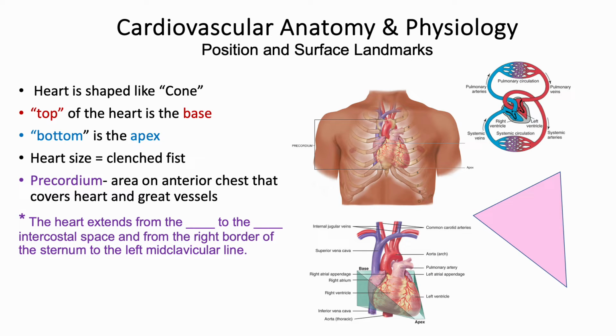The heart is a cone-shaped organ, and we refer to the top of the heart as the base and the bottom of the heart as the apex because the bottom of the heart is pointy or pointier. If you take your right fist and put it over the left area of your precordium, or that anterior chest covering your heart and your great vessels, that's about the size of your heart. And it extends from the second to the fifth intercostal space, just right of the mid-clavicular line.